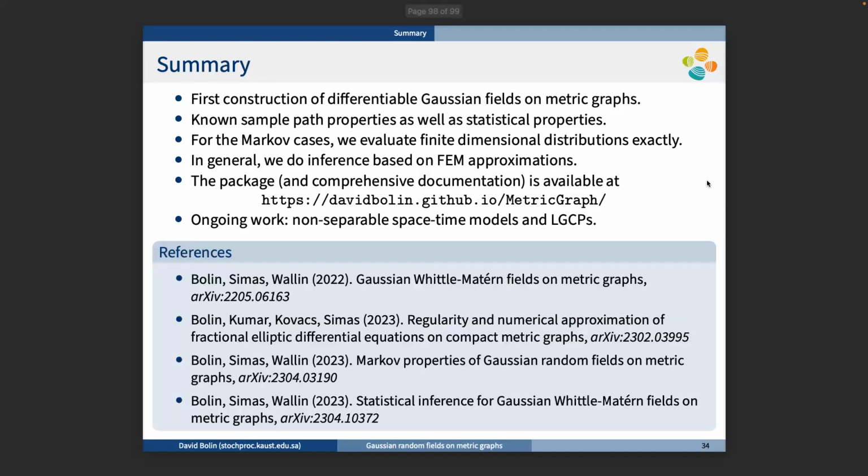Right, so here are the references if you want some details about all of this. The top one is the first paper where we introduced these Whittle-Matérn fields and looked at their sample path properties. The second one introduces the generalized Whittle-Matérn fields and the finite element analysis. The third one is about Markov properties of these models, and the final one is the statistics, basically. Right? That's it.